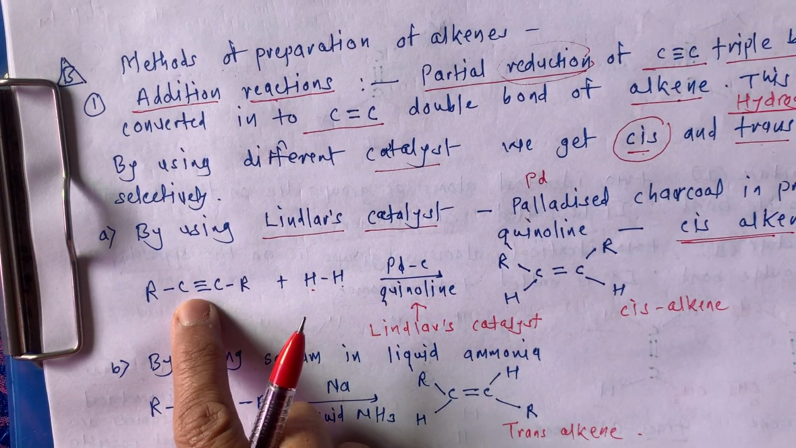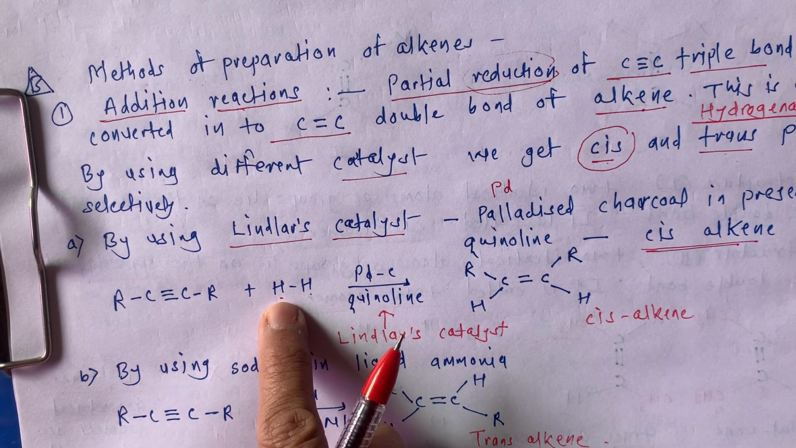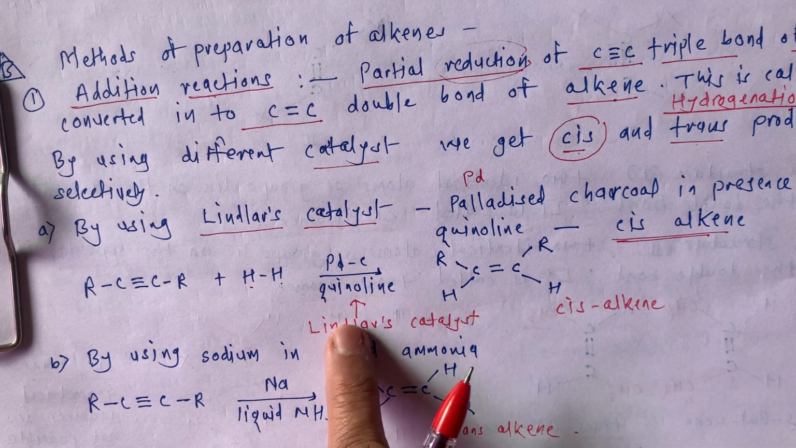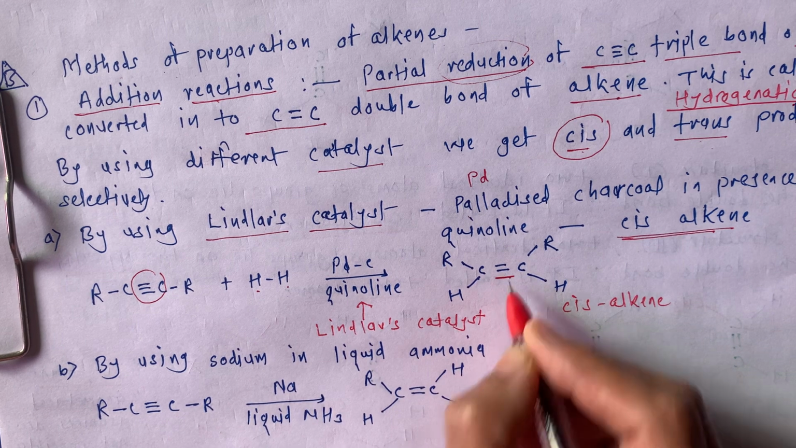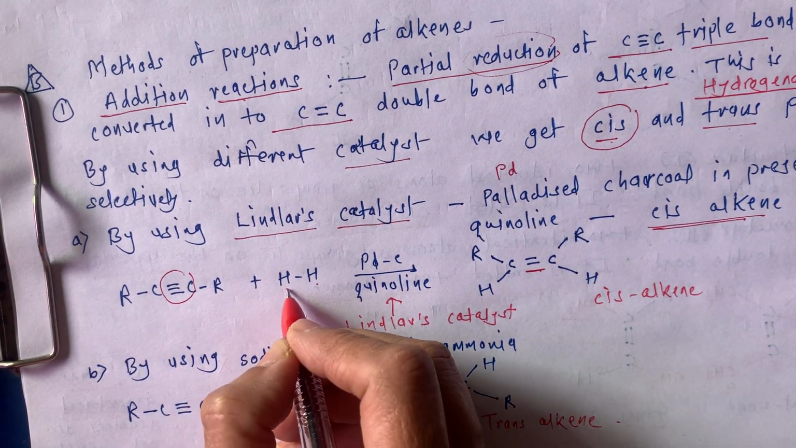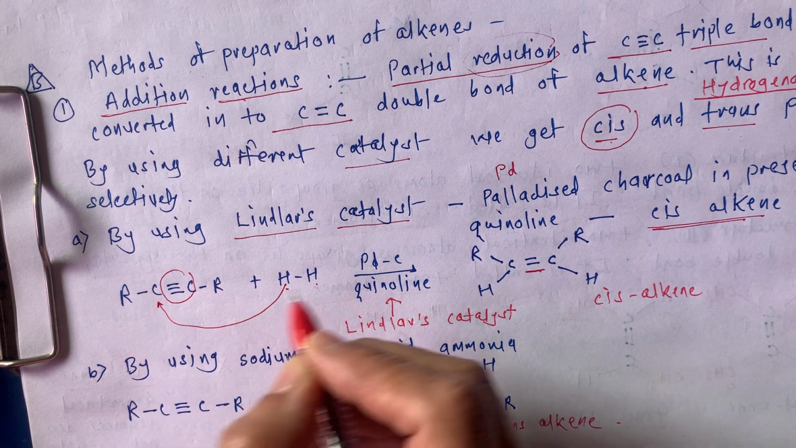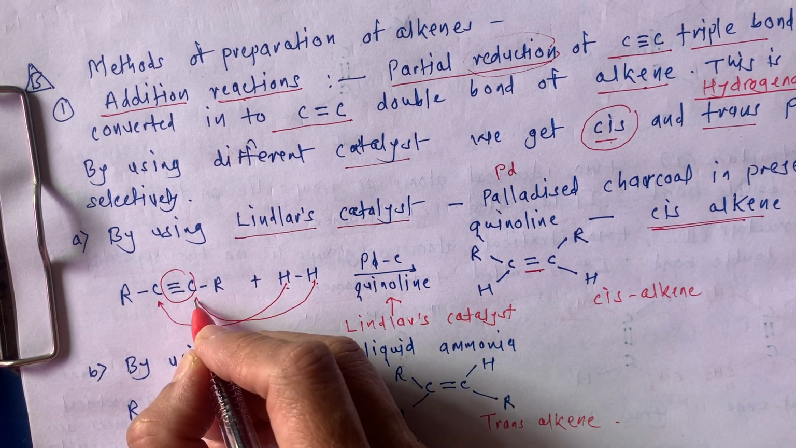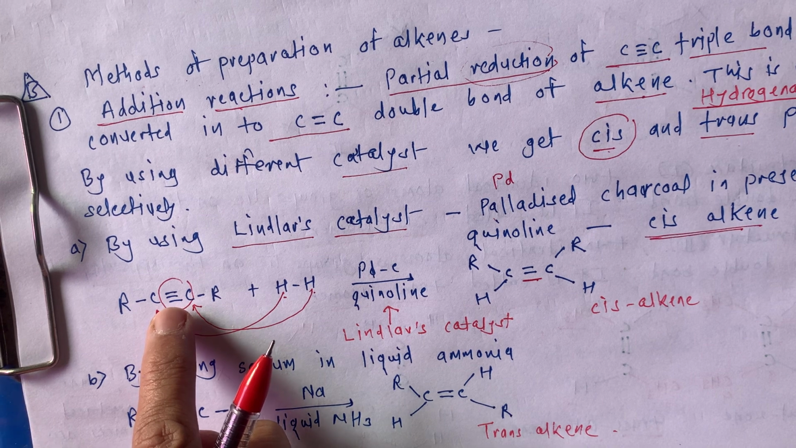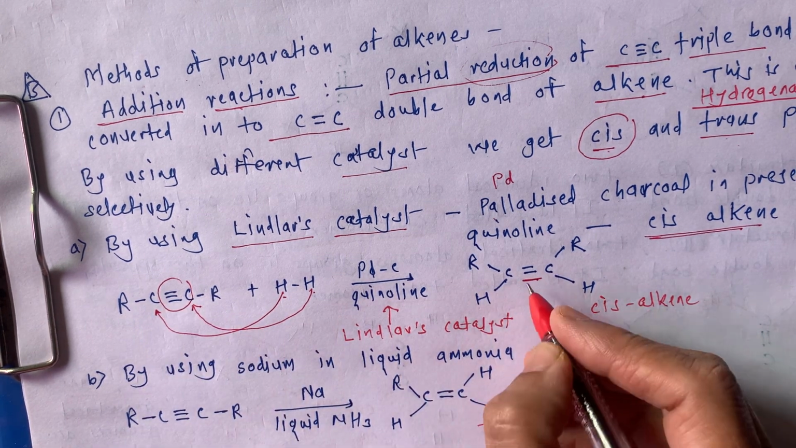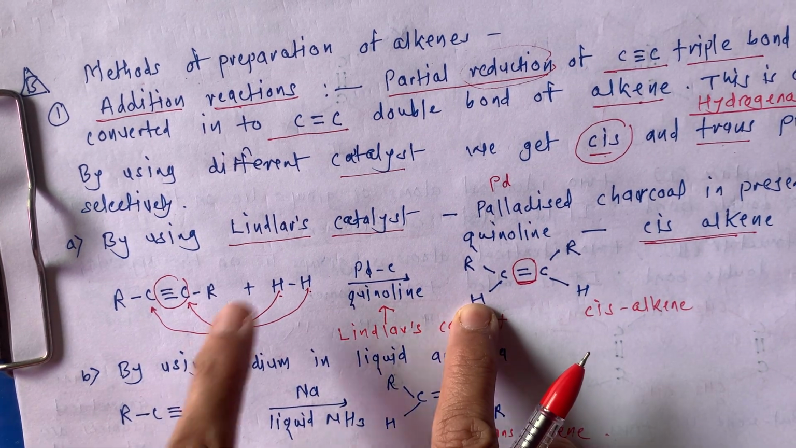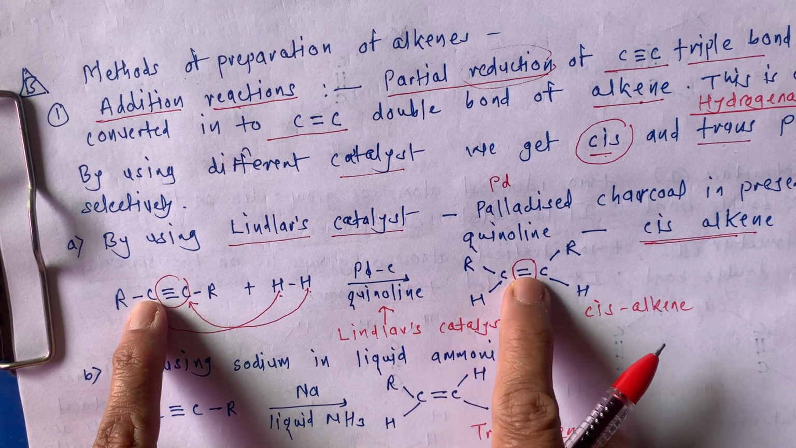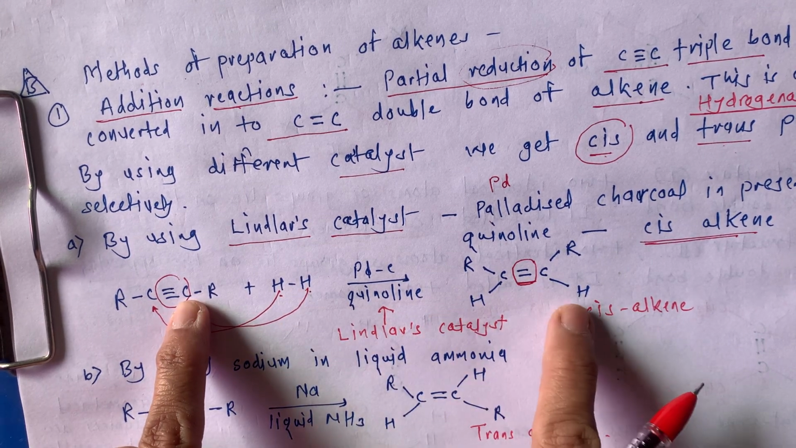See now, this is alkyne, it is going to partially reduce, H2 is going to be added over here, the Lindlar's catalyst is used, and this triple bond is converted into a double bond. What is going to happen? This H is going to be added over here, this another H is going to be added over here, and that's why this triple bond is converted into a double bond. Here this H is attached to this carbon, and this H is attached to this carbon.